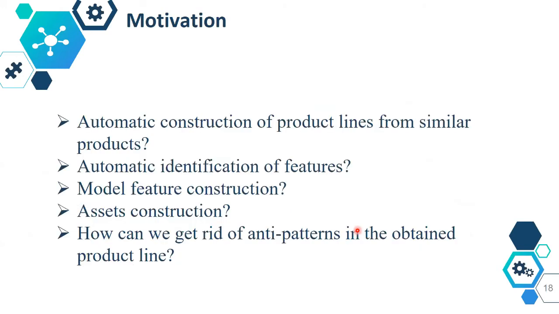Okay, here some of our motivation is to define a product line, the automatic construction of the product line from similar products, to identify the different features, the common features, the variability inside some source code. Another motivation is the automatic identification of the features from the source code to build and construct the feature model, identify the assets and the construction of these assets, and how to reduce the different code smells we can get in the source code in the obtained product line.